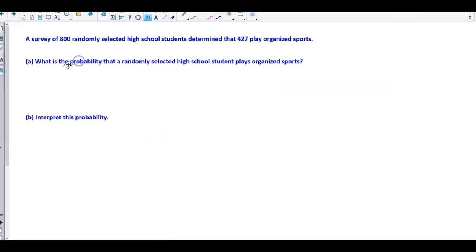I rewrote the question here. So again, we want to know what is the probability that a randomly selected high school student plays organized sports. Well, the first thing is we need to describe the event that we're looking at. And the event that we're looking at is that the student plays organized sports.